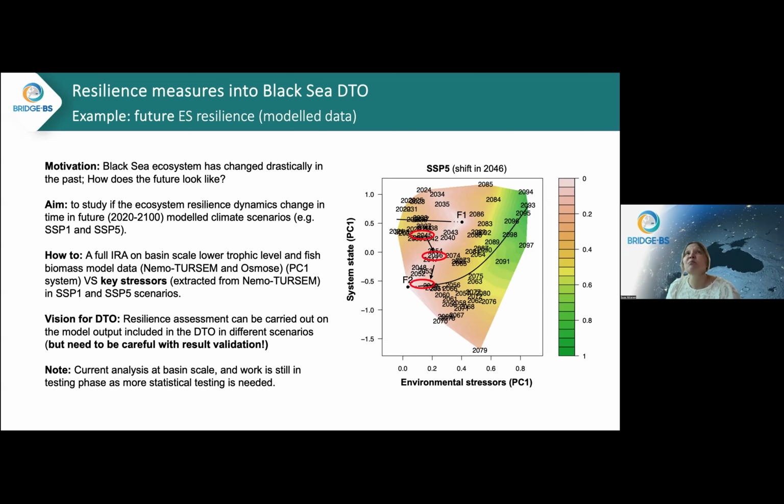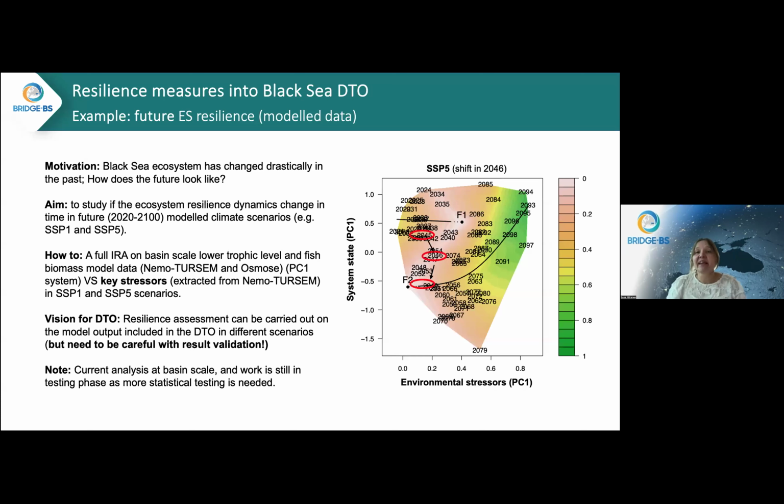And what we have done here is we have once again carried out the full integrated resilience assessment. We use as state variables the low trophic level biomasses that come from the Nemotourism model, and then the fish biomasses from the Osmos model. So the system state is the ecosystem state in a way. And then as stressors, we use once again climate variables like SST, salinity, oxygen, and nutrients, but these are now extracted from the outputs of the Nemotourism low trophic level or biogeochemical model.